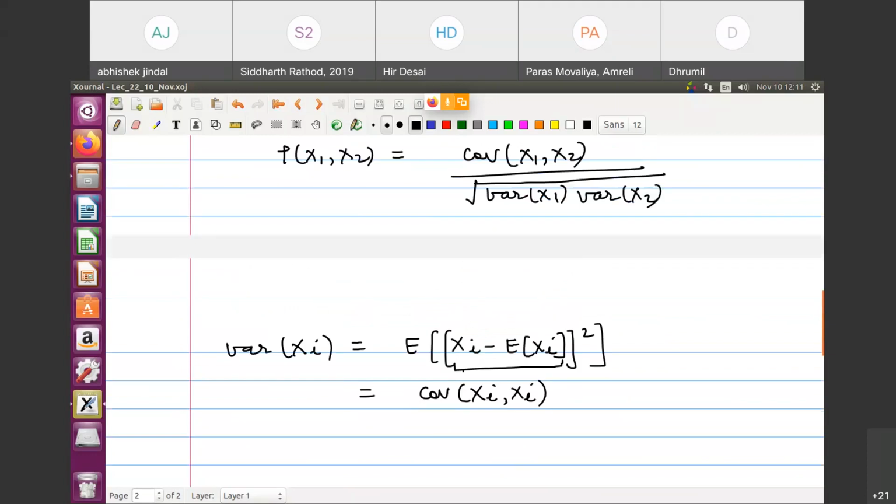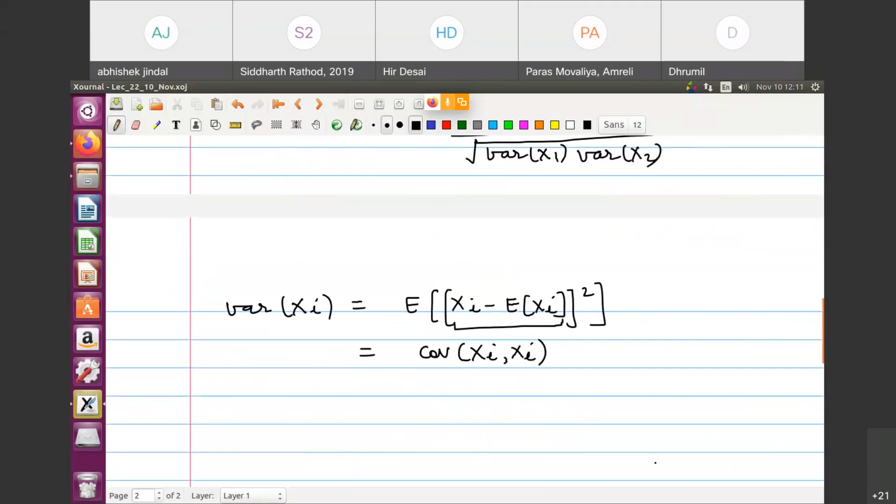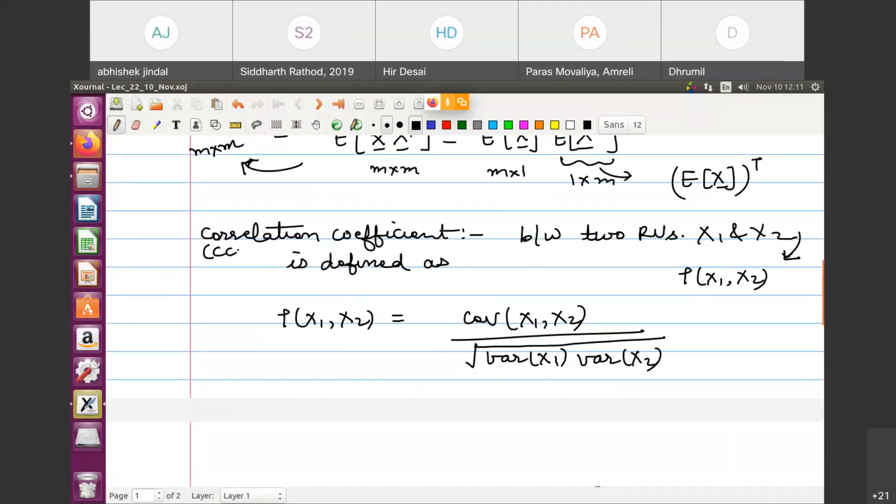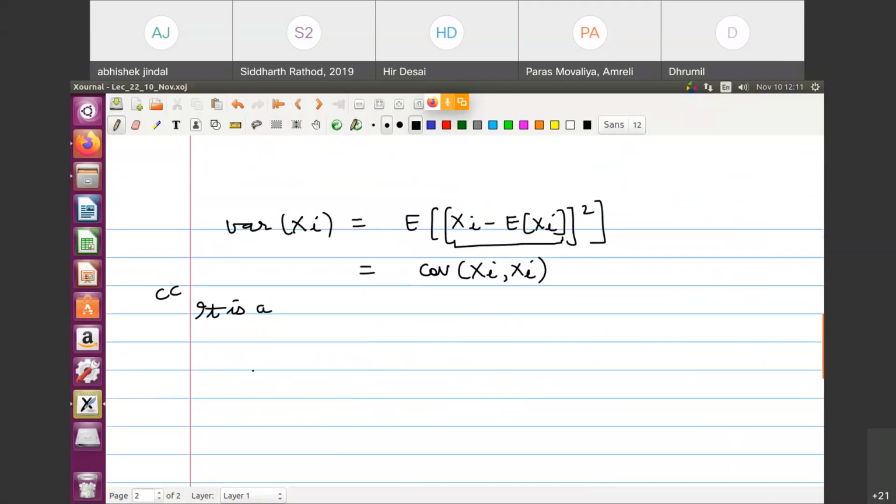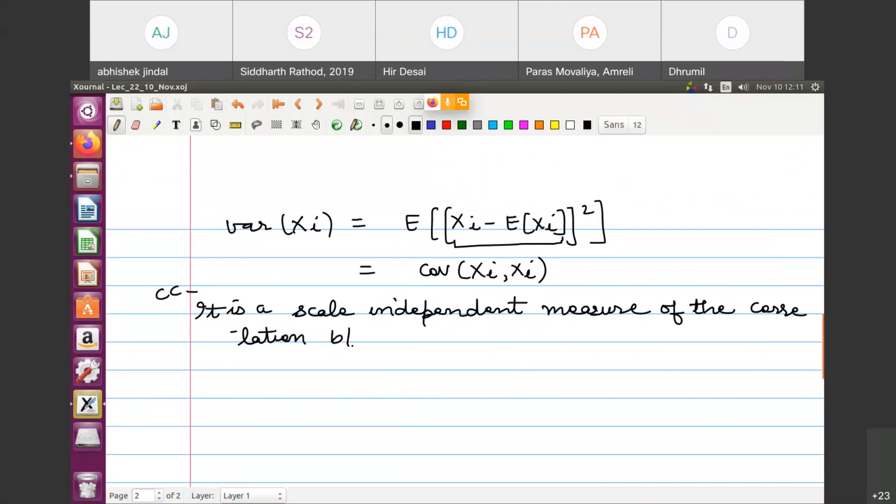Okay, so the correlation coefficient, because it has been scaled by the variances, you can say that it is scale independent. This is the correlation coefficient, I should write it like this. So CC is a scale independent measure of the correlation between two random variables.